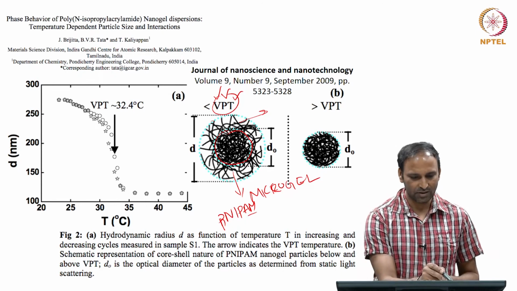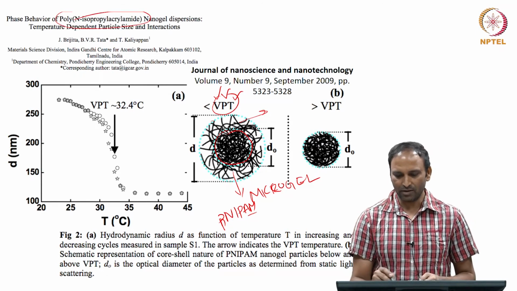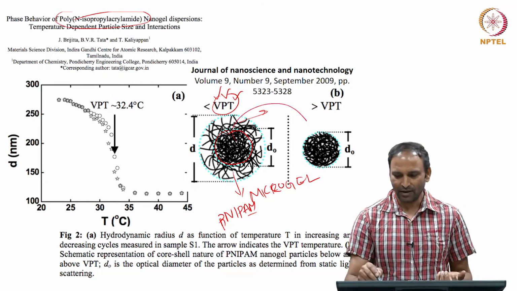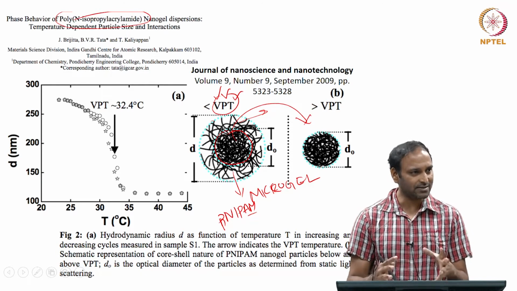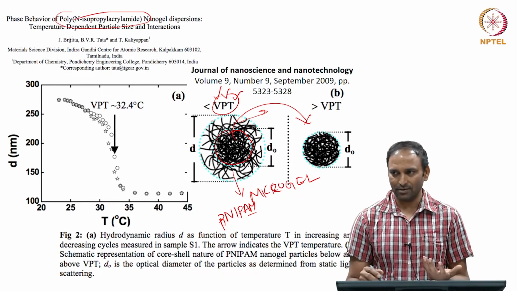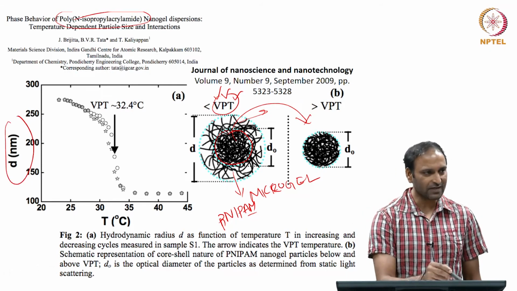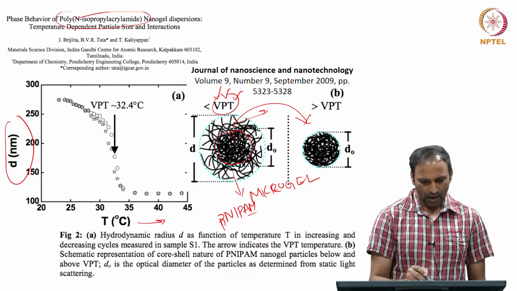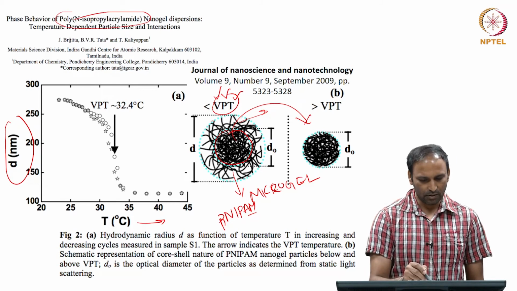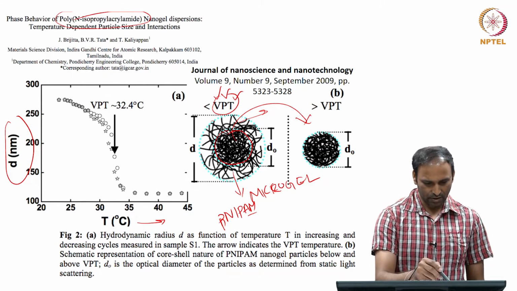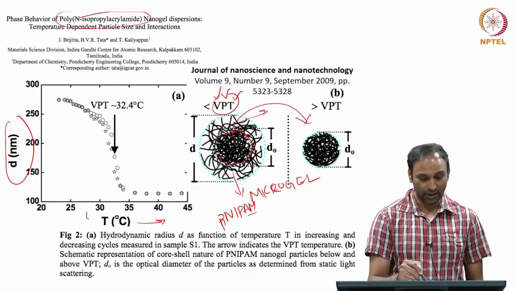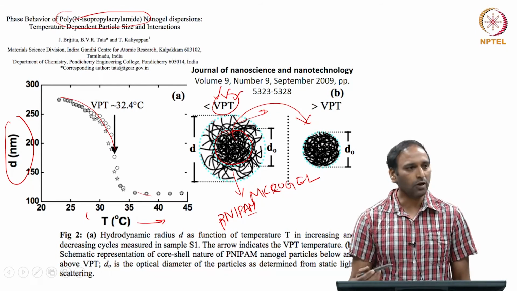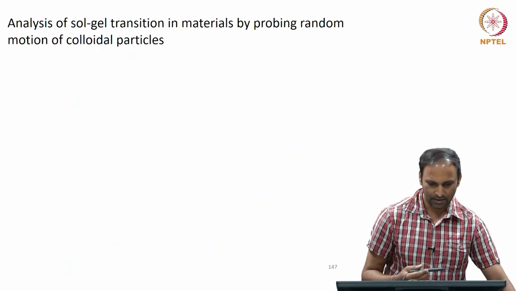polyNIPAM, which stands for something like this. If you put these particles in water and heat them up, subjecting them to temperature change, they have a transition going from an expanded state to a more collapsed state. So what is done here is measurement of size as a function of temperature. As you increase the temperature, there is a decrease in the size. You can do measurements like that to infer volume phase transitions in dispersions like this.